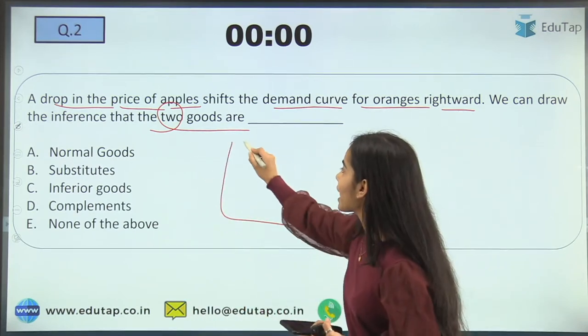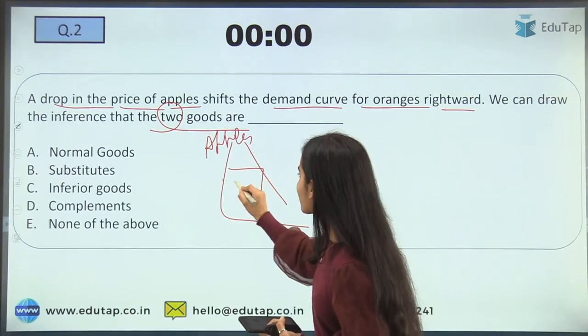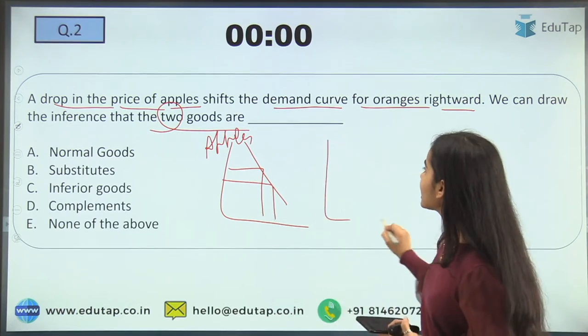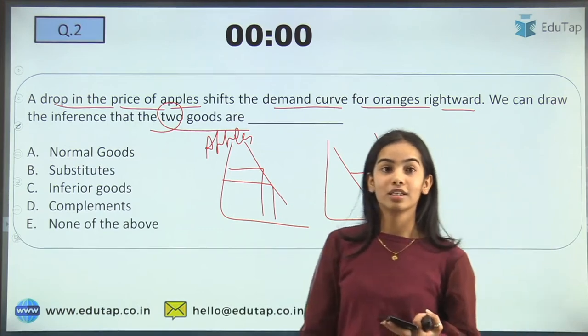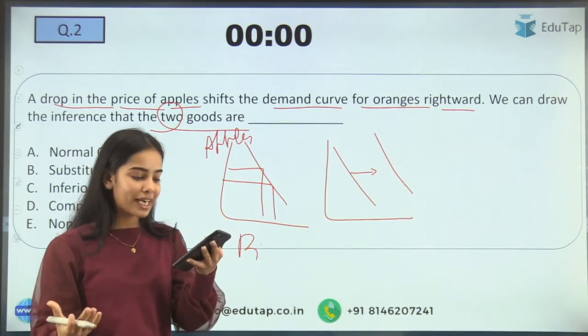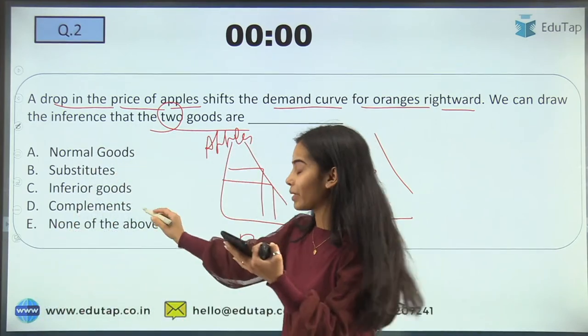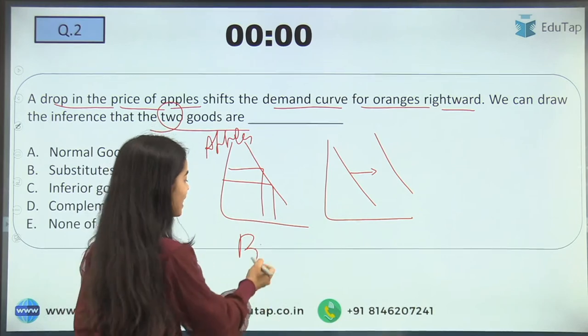A drop in the price of apples. So the price of apples have dropped. And what is happening, that the demand curve for oranges is shifting rightwards. So when the prices of apple, yes, Nilesh has given the right answer, and he is saying complement. Tech and Games is saying complement, and yes, complement is the right answer.